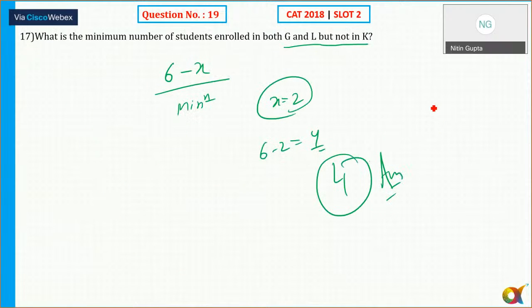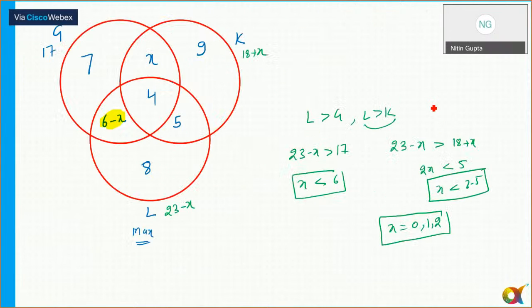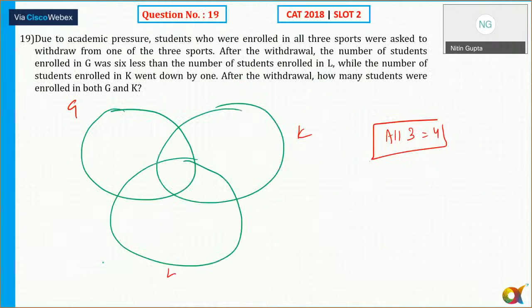All three was 4, which we calculated in the previous one. You can see it here. Middle value is 4, and all these 4 people are now leaving one of these sports. They need to withdraw from one sport. After the withdrawal, the number of students enrolled in G was 1/6 less than the number of students enrolled in L, while the number of students enrolled in K went down by 1. After the withdrawal, how many students are enrolled in both G and K? Now the number of students in the middle is 0.